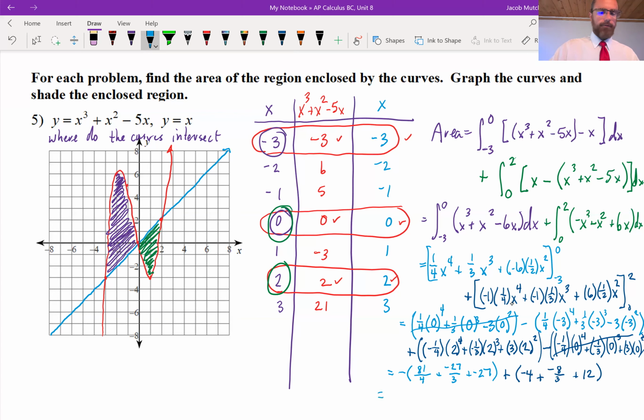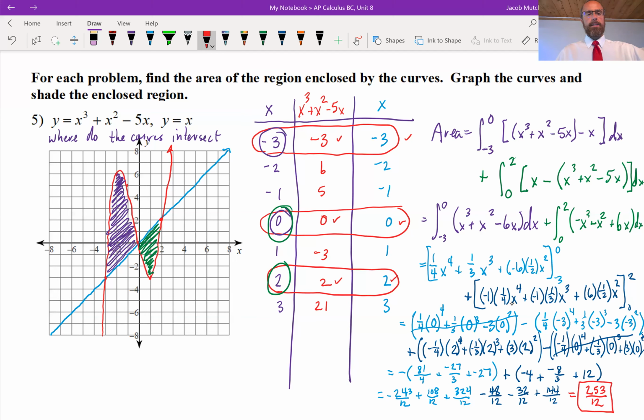Now I'm ready to get the denominator of 12. So it's negative 243 over 12. And I'm bringing it all out of the parentheses now, plus 108 over 12, plus 324 over 12. And then picking up with the second group, minus 48 over 12. That's negative 4 scaled to be over the denominator of 12, minus 32 over 12. And then plus 144 over 12. And adding all up, we're going to get this value, 253 over 12. And that is the area defined by these two curves, x cubed plus x squared minus 5x, and the identity function x.